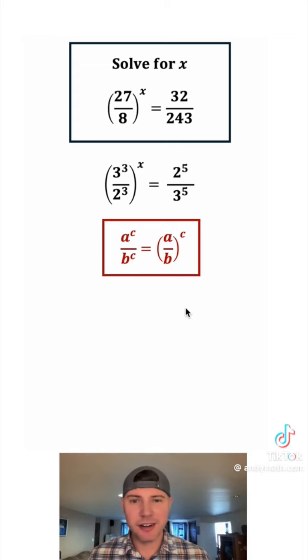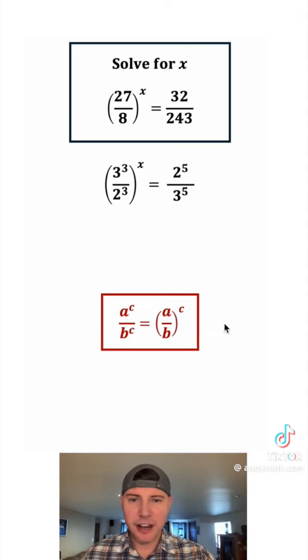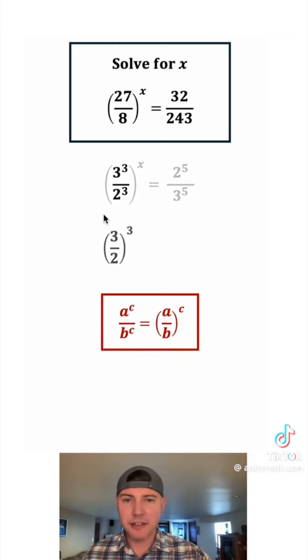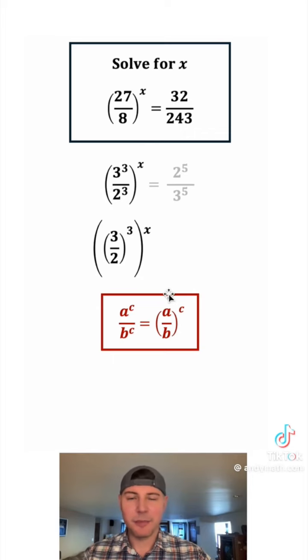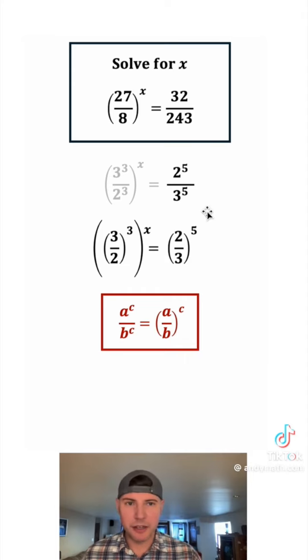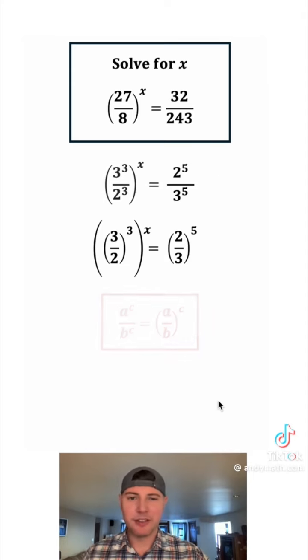If you ever have a power over a power where the bases don't match, but the exponents do match, you can write it as a single fraction to that exponent. Let's move this down here and focus on this right here. Using these notes, we can rewrite 3 cubed over 2 cubed as 3 over 2 whole thing cubed. And this is still to the x power. And then on the right-hand side, we can rewrite 2 to the 5th over 3 to the 5th as 2 over 3 whole thing to the 5th. And now we're done with these notes.